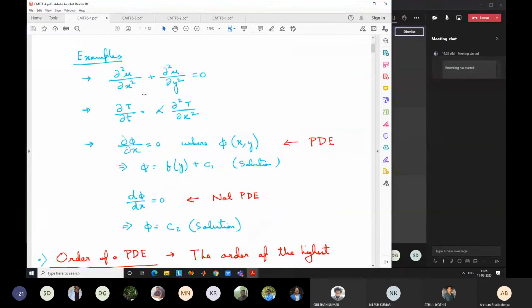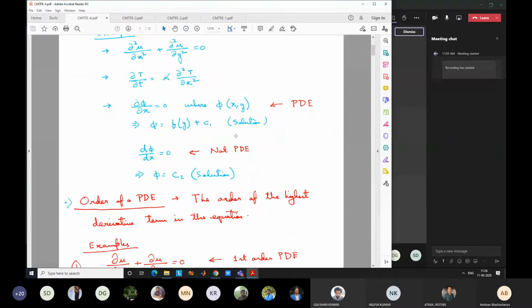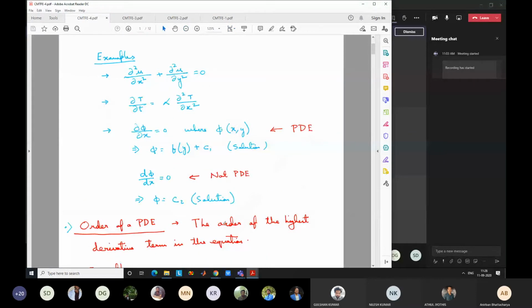You will notice that all of the equations that we have studied for the basic conservation are PDEs. Now a very important term is the order of the PDE. Again, you should already know this, but let us refresh our memory. The order of the PDE is the order of the highest derivative term of the equation.